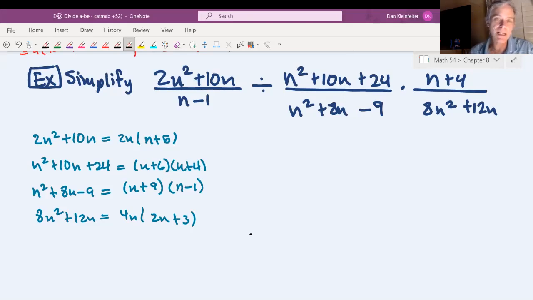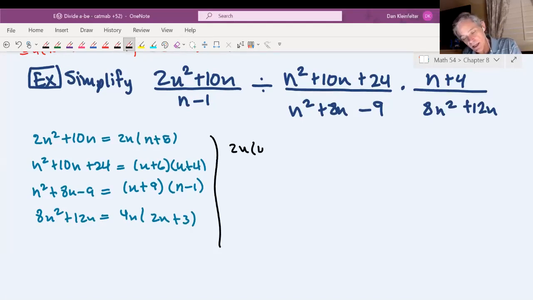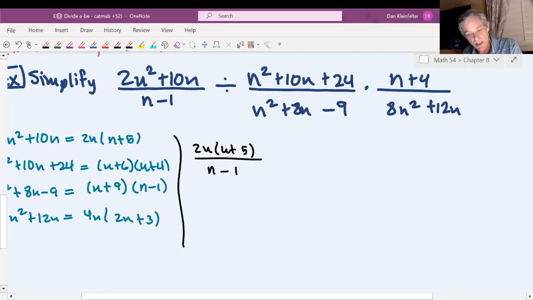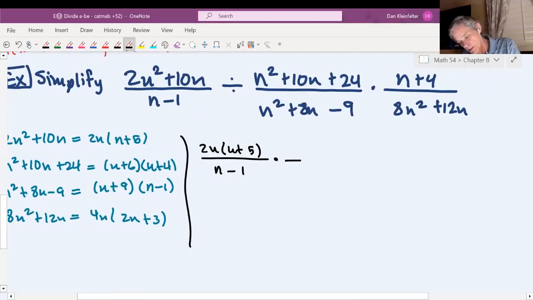N squared plus 8n minus 9. The two numbers you need for that would be plus 9 and minus 1. For the last part, 8n squared plus 12n, we're going to factor 4n out, leaving 2n plus 3. So now trying to put together the pieces, the 2n squared plus 10n worked out to be 2n, n plus 5. And then down below that, the n minus 1 stays where it is. Sorry, that was n minus 1. And then at this point, we have a division. We're going to turn that into a multiplication.